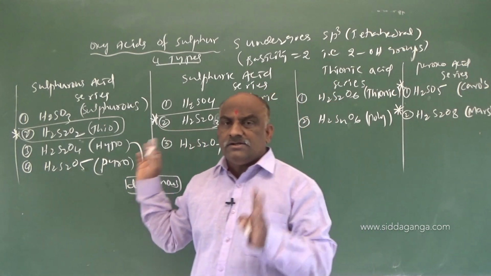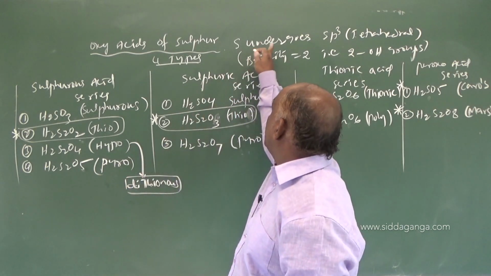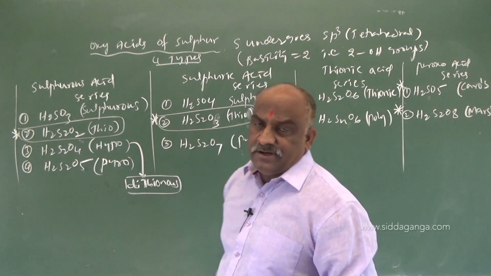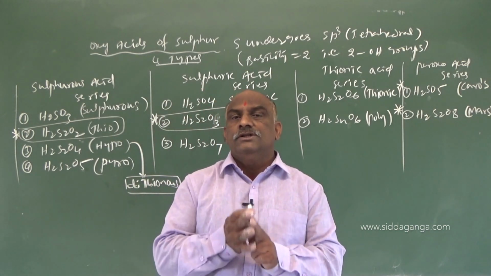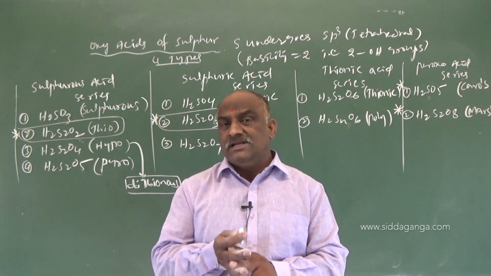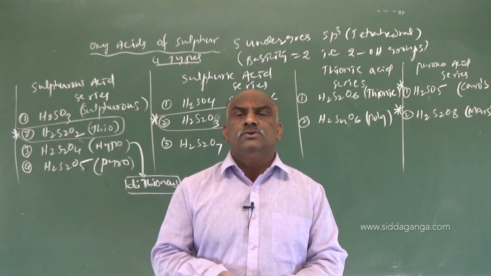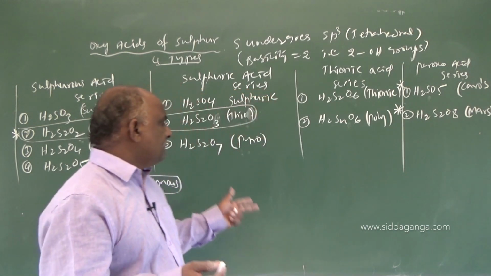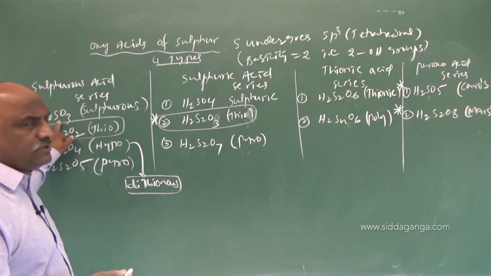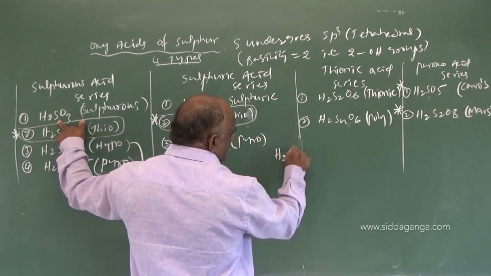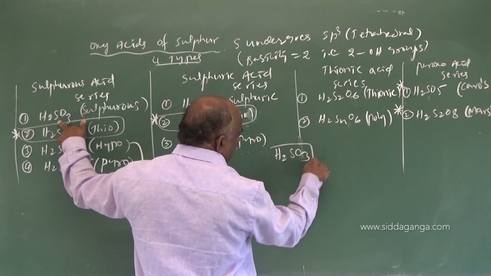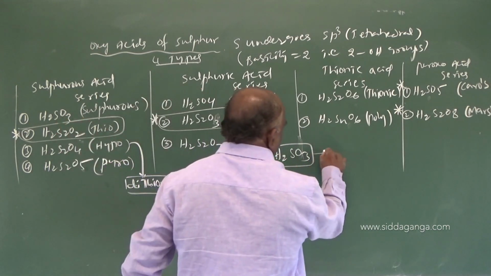All oxyacids undergo sp3 hybridization, tetrahedral geometry. What is the basicity? Basicity is 2. Basicity 2 means presence of 2 OH groups. Let us consider one example. H2SO3, I will give a simple example. H2SO3 is called sulfurous acid.